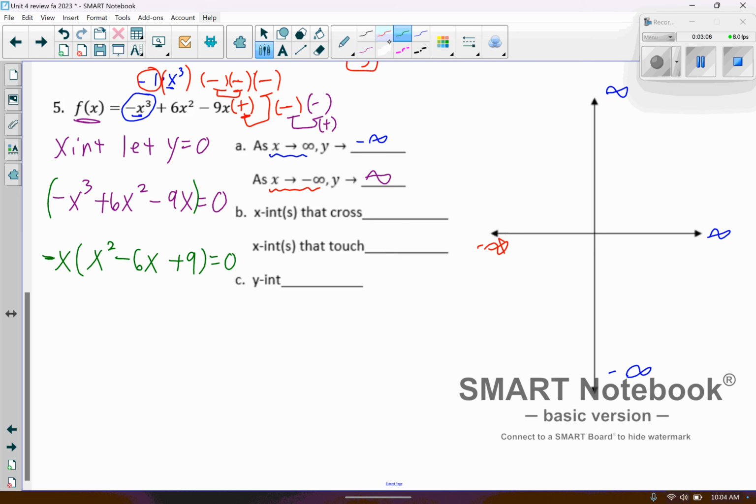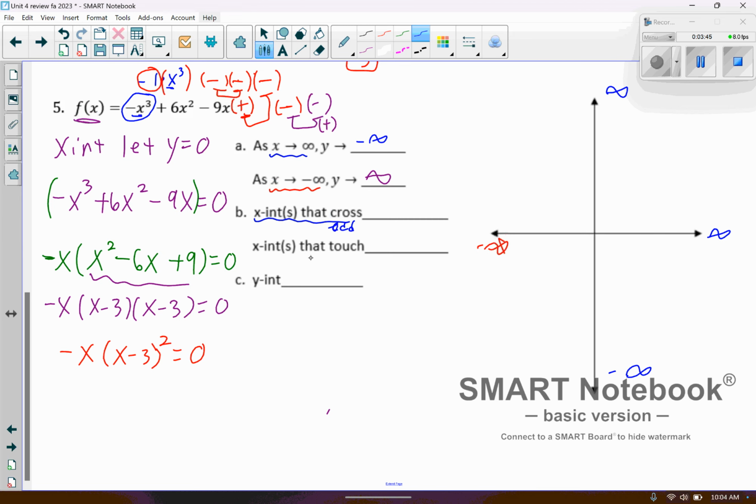Okay. And then what I have in parentheses here can get factored into x minus 3 and x minus 3. Whenever we have common factors like that, we can bring that together and write it as x minus 3 squared. It's important that we do that because that helps me know my multiplicity, and that helps me categorize this. My x-intercepts cross if my multiplicity is odd, and they touch if it's even.